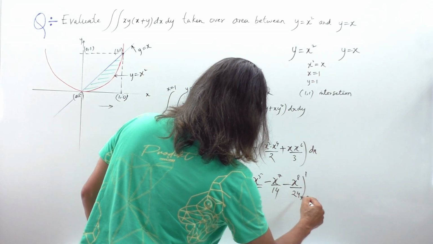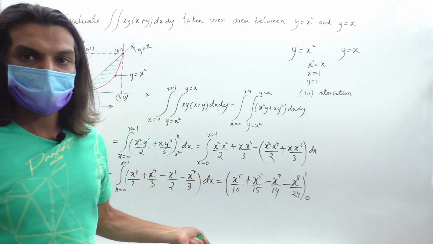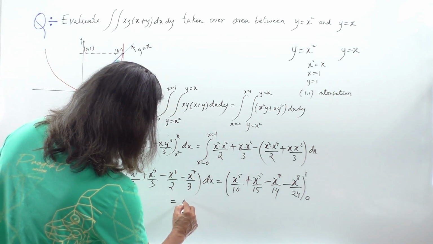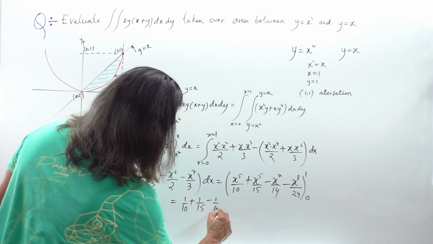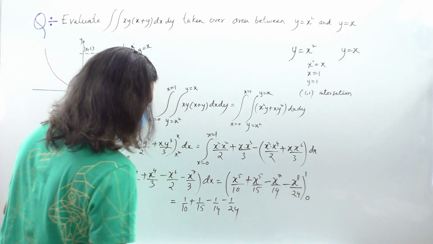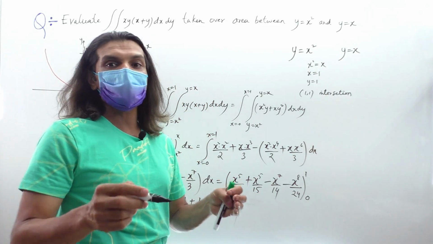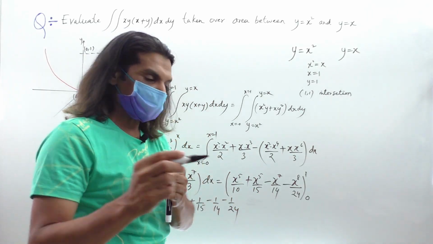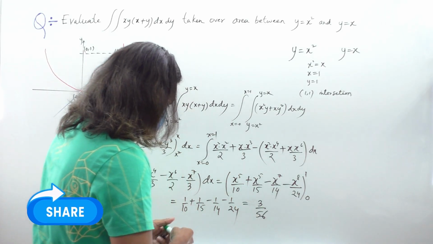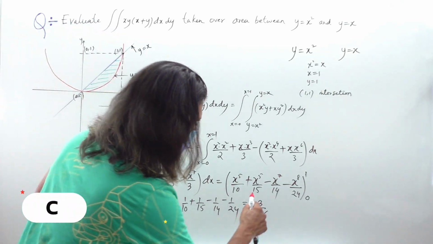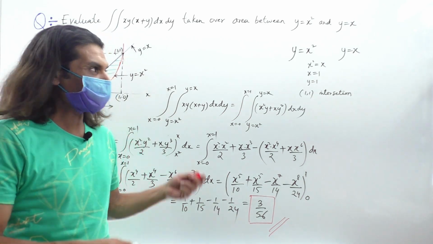The limit is 1 minus 0. Finally, 0 we don't need it, simply put the top limit x equal to 1 and get the answer. So this will be 1 by 10, plus 1 by 15, minus 1 by 14, minus 1 by 24. After simplification, it is better if you use a calculator over here, to get the correct answer, which is 3 by 56. That's the correct answer which we need. That's it. That's how it is solved.